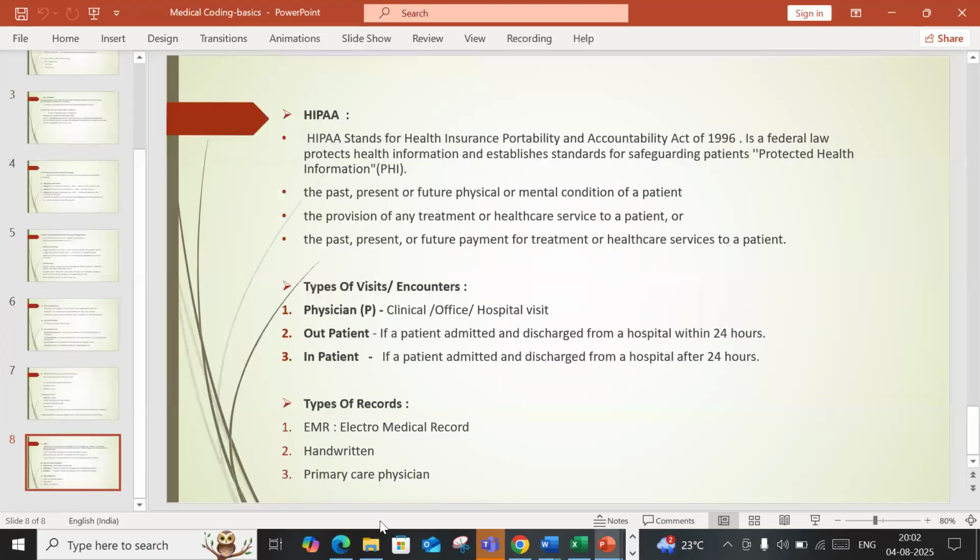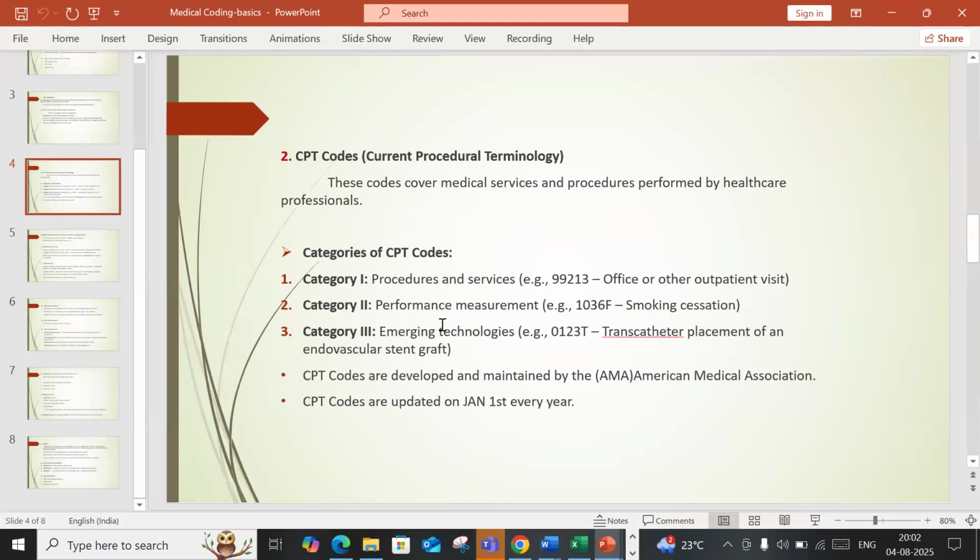And next is what? PCP. That is primary care physician records. So these were the types of records. This is about some basics of medical coding. Tomorrow we will see US healthcare basics. So we will discuss that tomorrow.